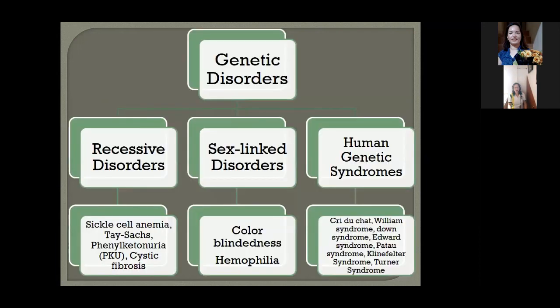And there are a lot of diseases and disorders that are possible to experience once there is a problem with mutation. So we have recessive disorders, sex-linked disorders, and human genetic syndromes. These are examples among the many disorders related to genetic mutation. And we know that when we are dealing with an individual having these kinds of disorders, we really need to be careful in dealing with them because we understand that they are not the same as us. They are very different and we need to accept their condition.